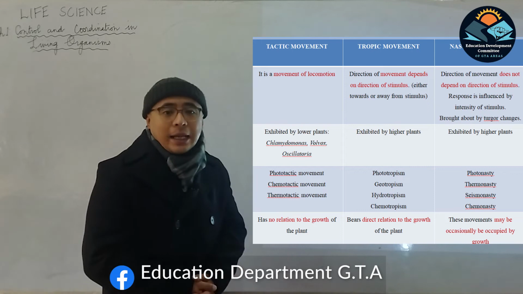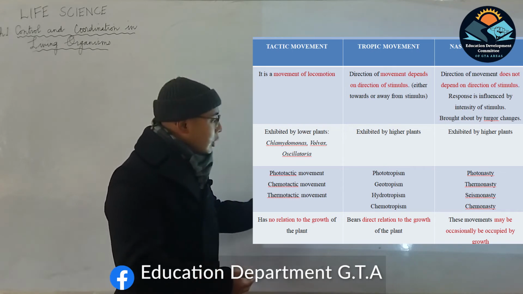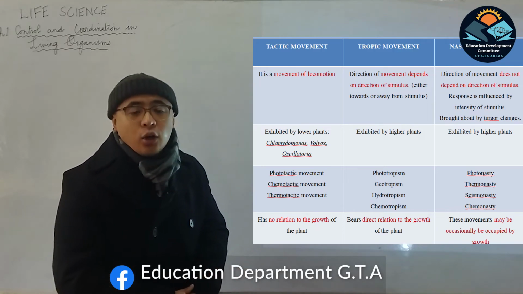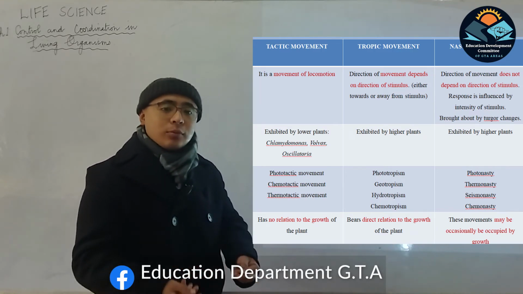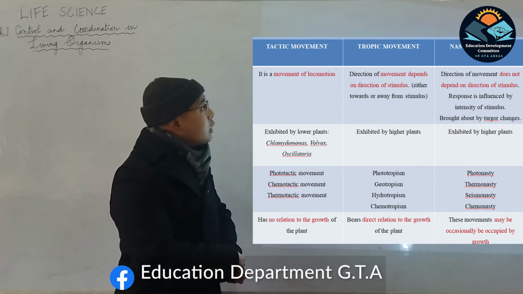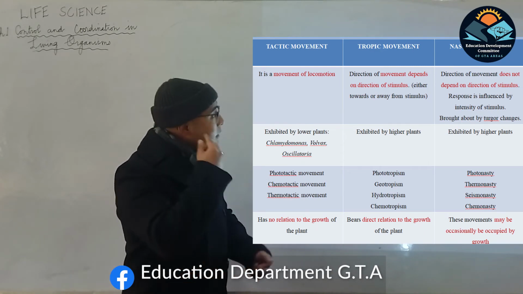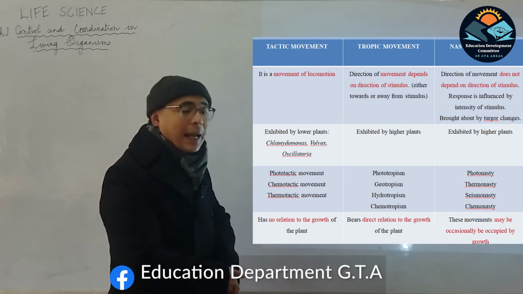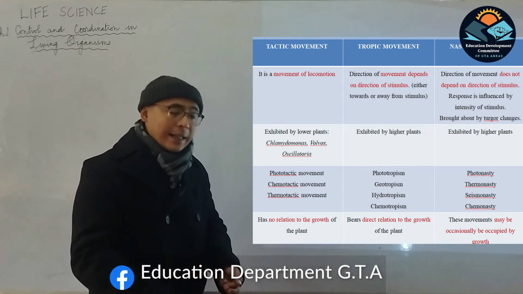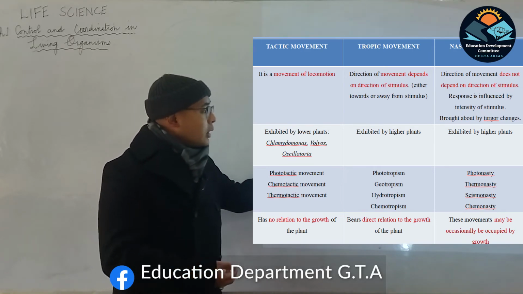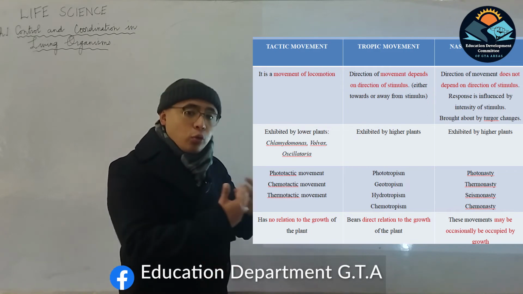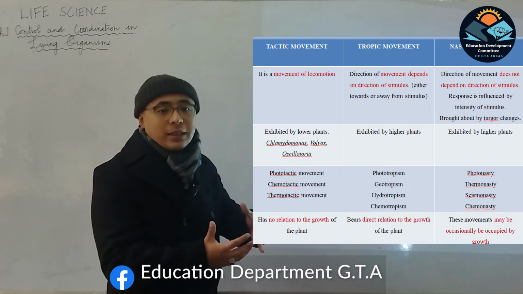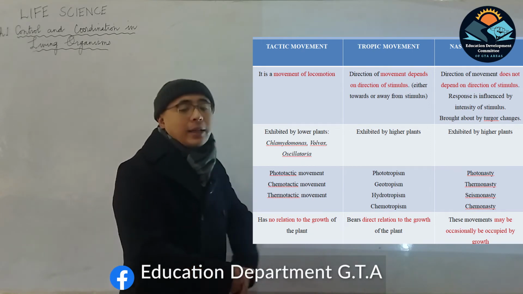Now, what are the different types of tactic movements? Here we are going to discuss three types. The first being phototactic movement. Photo meaning light, so phototactic movement is a tactic movement shown as a response by plants to light. As an example, Chlamydomonas and Volvox move towards lower intensities of light or dim light, thereby exhibiting phototactic movement.